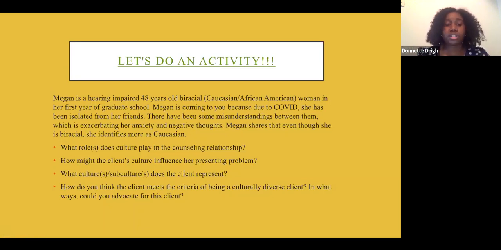We put these questions here to facilitate the activity, but also to prompt some things that you would actually think about when you are being Megan's counselor. What role does culture play in the counseling relationship? How might the client's culture influence her presenting problem? What culture and subcultures does the client present? These are some things you want to think about when you are being an advocate for your client. So I'm going to go to another page for you, so bear with me a little bit.